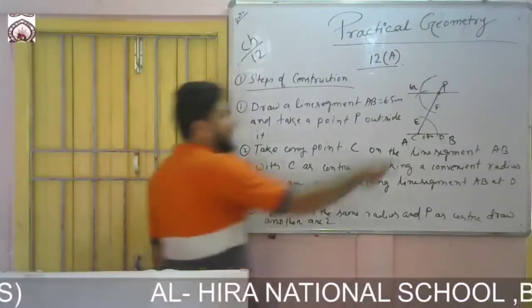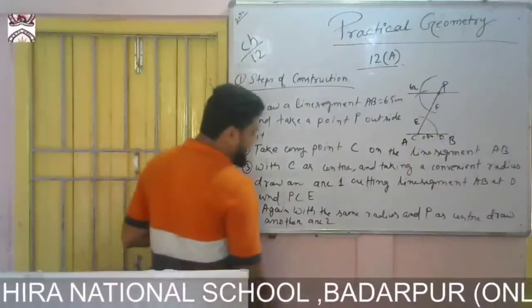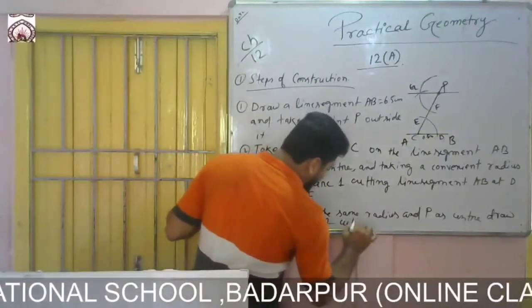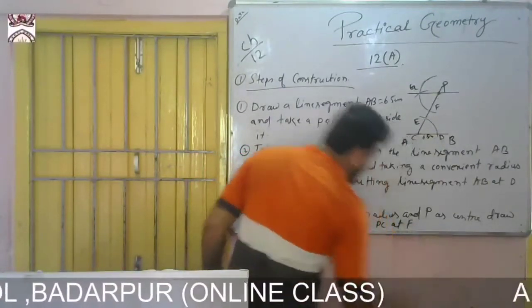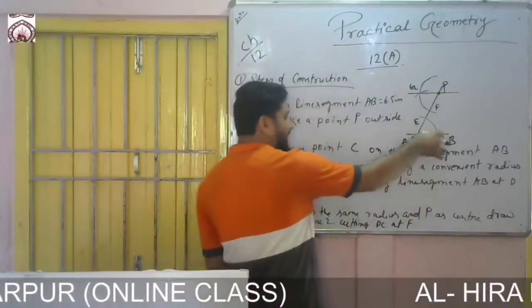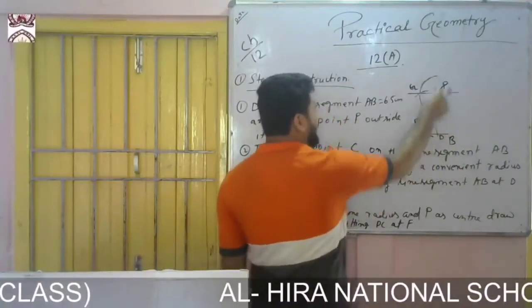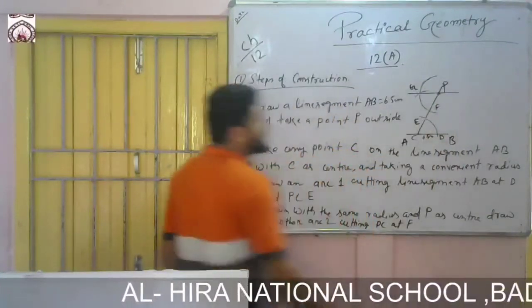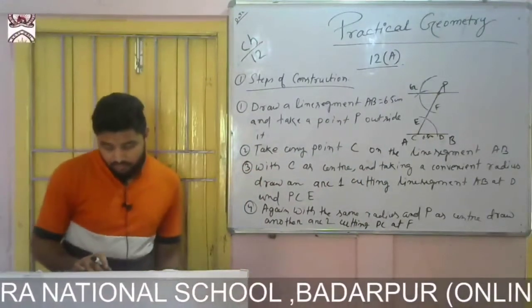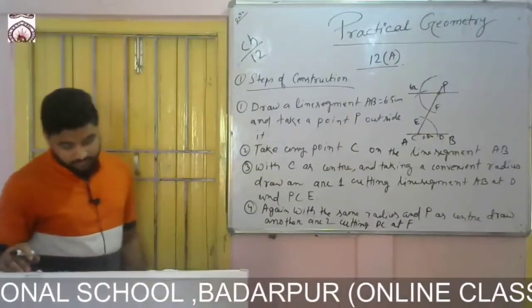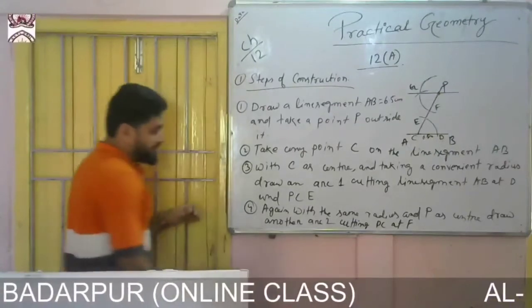Arc 2 cutting PC at F. First you have drawn one arc, then with P as center I have drawn another arc. This arc again cuts PC at F.